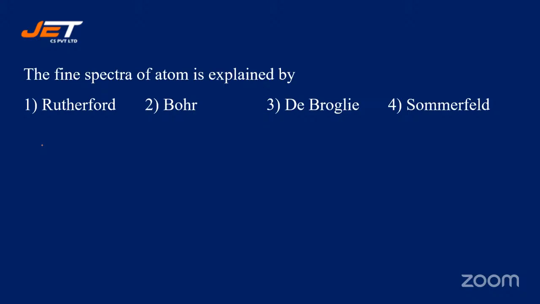The fine spectra of atom is explained by, and your options are number 1, Rutherford, option number 2, Bohr, option number 3, de Broglie, or is it option number 4, Sommerfeld?